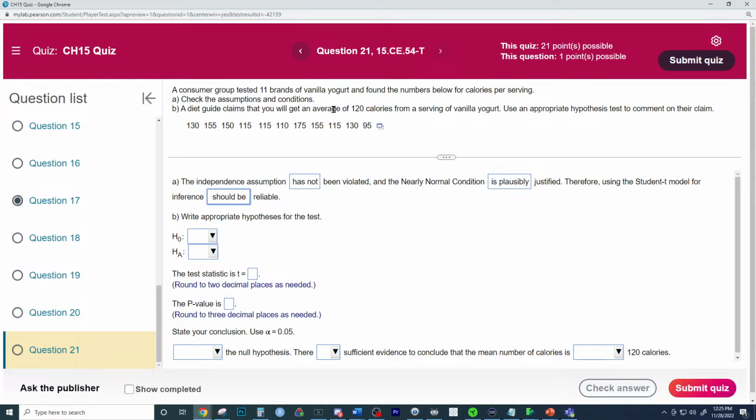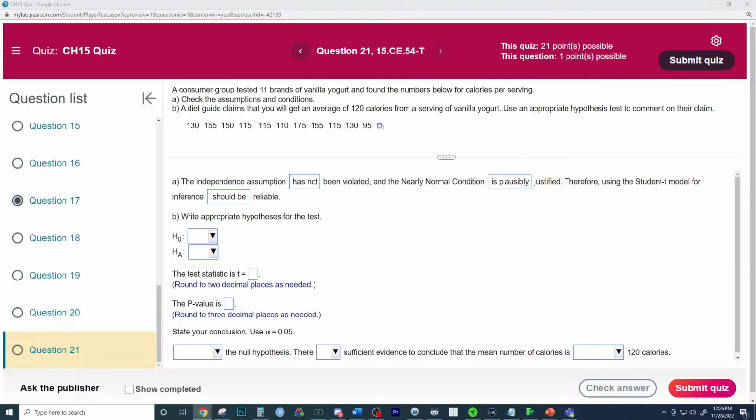Diet claims that you get on average 120 calories from a thing of yogurt. So what would be the null? You are right. It is 120 equals 120. What equals 120 though? Really good practice right here, Meredith. And great job. We got 3 more points. Meredith, we're throwing you another 10,000 points.